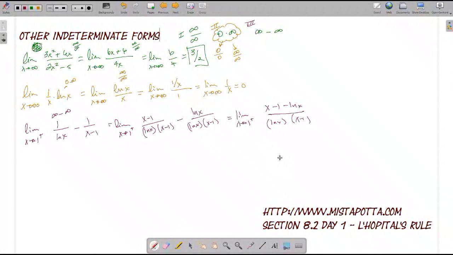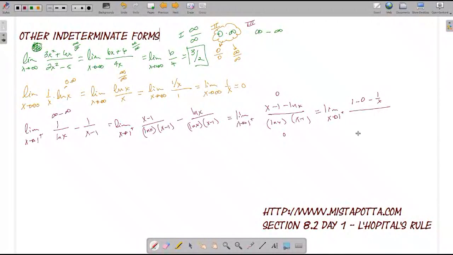And so looking at this as x approaches 1 from the positive side, I've got a 0 over 0 situation, and L'Hopital works perfectly for these types of problems. So I'm going to take the derivative of the numerator. Derivative of the numerator would be 1 minus 0 minus 1 over x as x approaches 1 from the positive side.